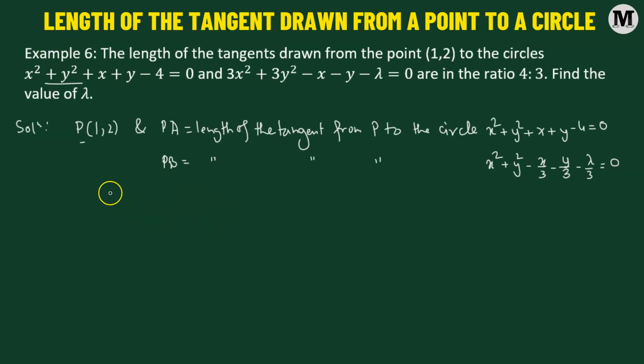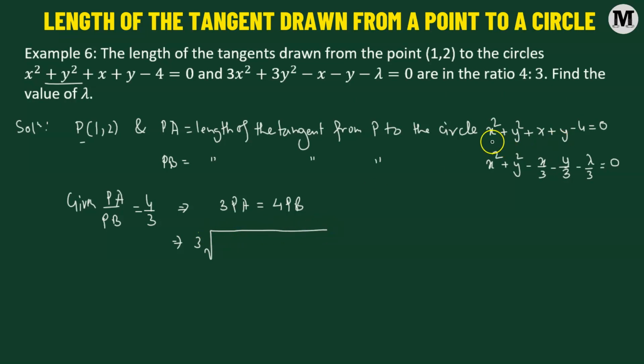Now it's given here that the ratio PA to PB equals 4/3, which means that 3 times the length of PA will be equal to 4 times the length of PB. So let's find out the length of PA. Here we have PA, which will be simply the square root of, all we have to do is take the equation of the circle and replace the value of x with 1 and the value of y with 2. So we're going to get 1 squared plus 2 squared plus 1 plus 2 minus 4.